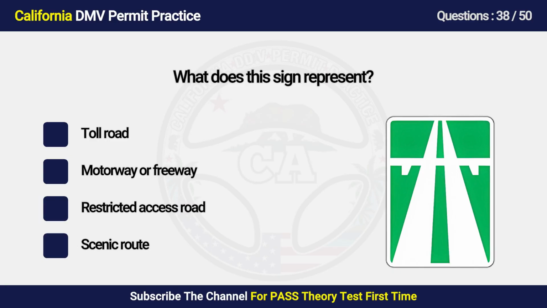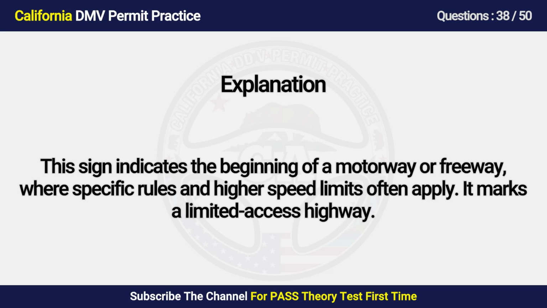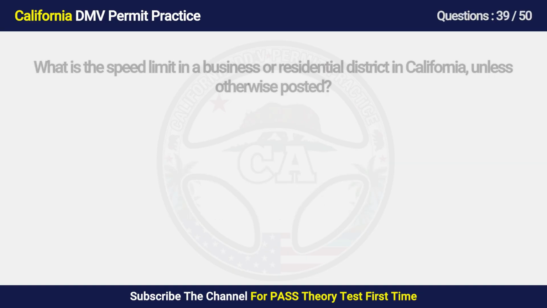A. Toll road. B. Motorway or freeway. C. Restricted access road. D. Scenic route. Answer is B. Motorway or freeway. This sign indicates the beginning of a motorway or freeway, where specific rules and higher speed limits often apply. It marks a highway.